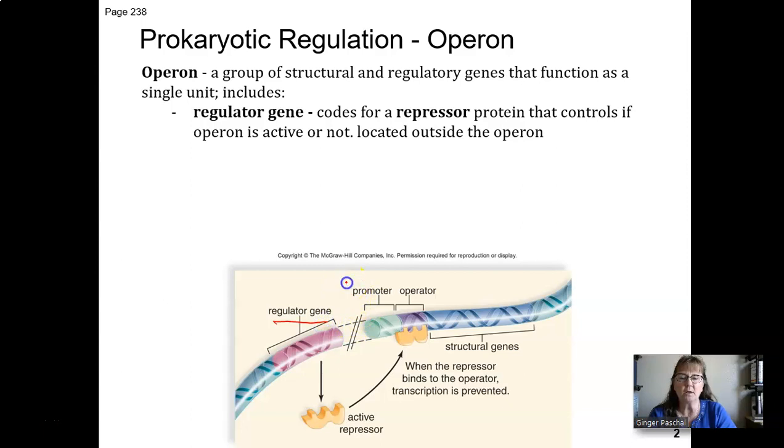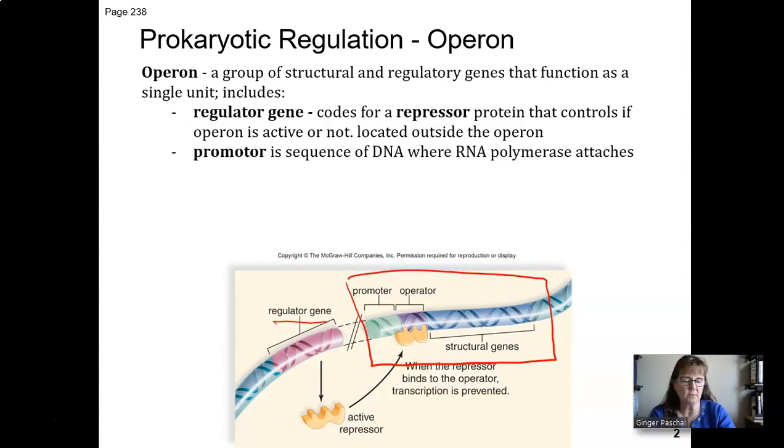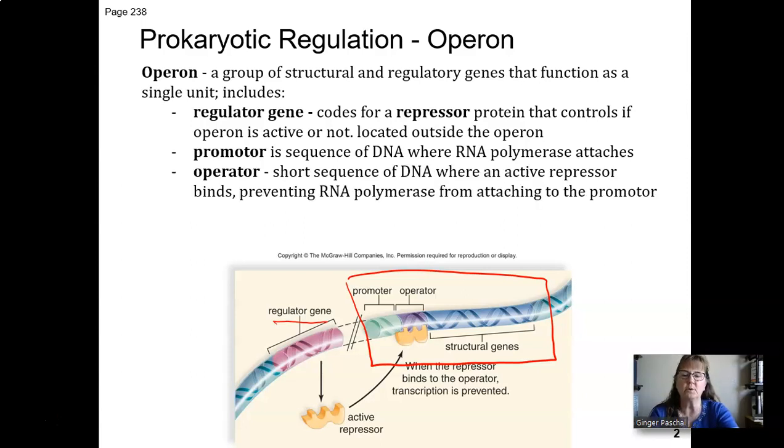And the operon is all of this. So the operon includes the promoter. The promoter is a sequence of DNA where the RNA polymerase will attach. If you remember in transcription, RNA polymerase will attach to the DNA and begin transcription. So that happens at the promoter.